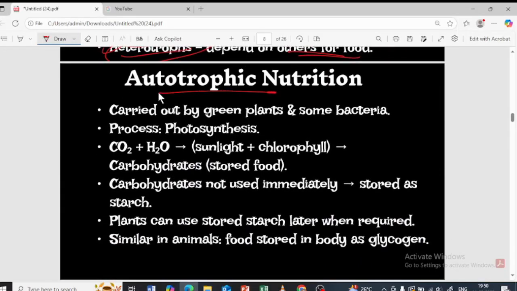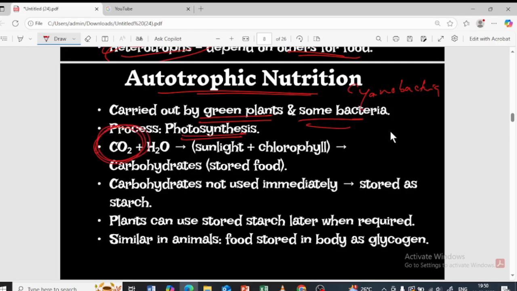Next, let us learn in detail about autotrophic nutrition. As I told you, autotrophic nutrition is carried out by the green plants as well as some bacteria, which is basically cyanobacteria, and it is by the process of photosynthesis. They use the raw material, which is carbon dioxide, where the plants get the carbon. Just imagine this is the plant, okay. They get the carbon dioxide, obviously, which is exhaled by us, the human beings.